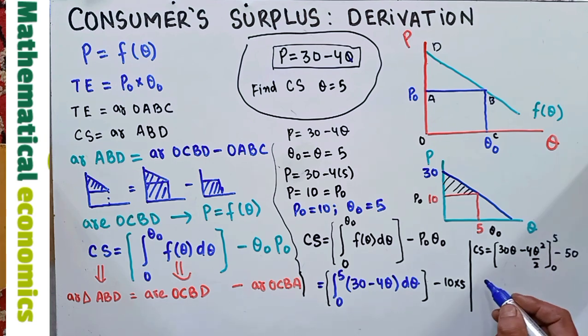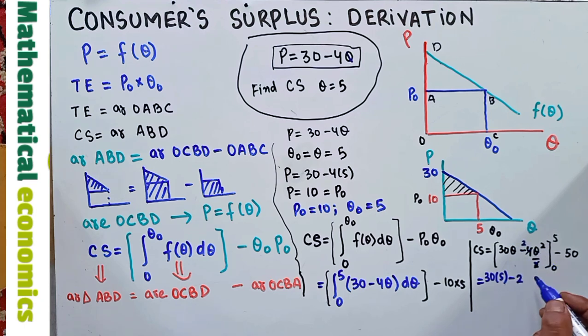Now if we evaluate these variables at the upper limit, what will we get? We will get 30 into, in place of Q we have 5, minus, here 2 ones are 2, 2 2s are 4, we are left with 2 times Q square, meaning 5 square. Okay, then we subtract and evaluate it at the lower limit. When we put Q equal to 0, 30 into 0, and 0 square, so the whole thing will become 0, so we will not evaluate it at the lower limit, it will come out to be 0. From this then we subtract this 50.